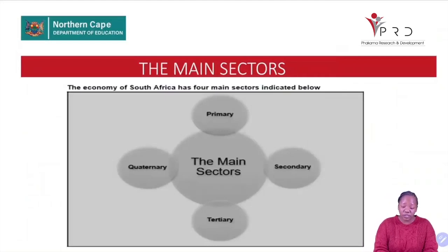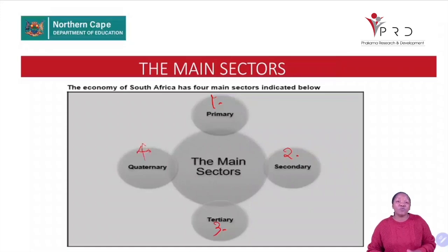So remember, it starts with number one, which is your primary, then number two, which is your secondary, where they process it into a final product. Then number three, it is now ready to be sold as a service. So we call this the tertiary sector. And then we've got the fourth one, which is the quaternary sector. Remember, this sector deals with research as well as technologies, or specialization. So don't forget, we've got the four main sectors that make up our South African economy.